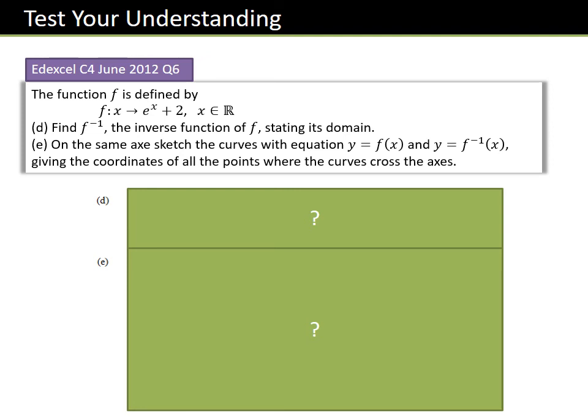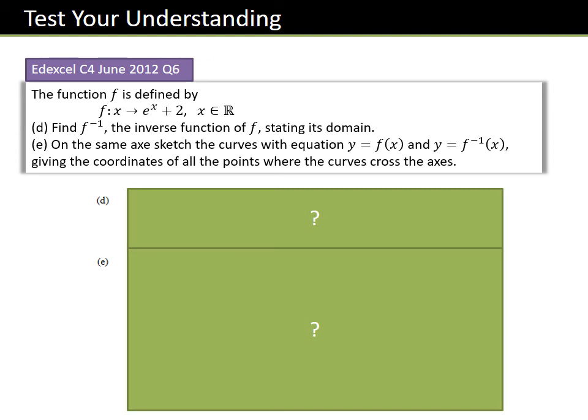So my function f is defined so that f such that x maps onto e to the x plus 2, and x is a real number. I want to find the inverse of the function f, stating its domain, and on the same axes sketch the curves with the equation y equals f of x and y equals the inverse, giving the coordinates of all points where the curves cross the axes.